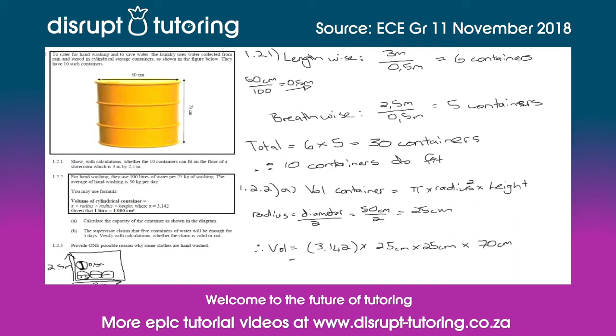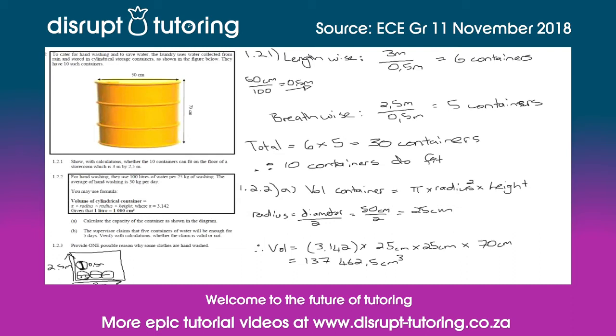So putting this all into your calculator, these 4 terms, we multiply this by this by this by this, and this comes to a total of 137,462.5 centimeters cubed. Remember, it is in centimeters cubed because it's a volume.